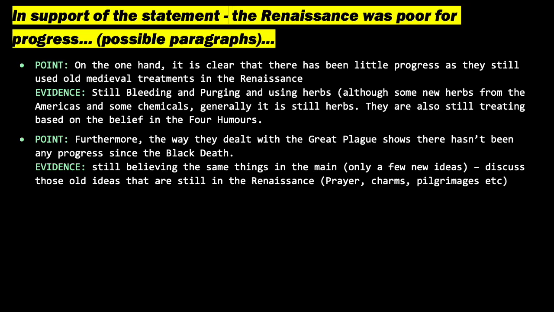The way they dealt with the Great Plague shows there hasn't been any progress since the Black Death. So now this paragraph can be all about the Great Plague, what they did in the Great Plague, preventions, treatments, causes, whatever. That is still the same as it was for the Black Death. So they're still praying, there's still charms, there's still pilgrimages.